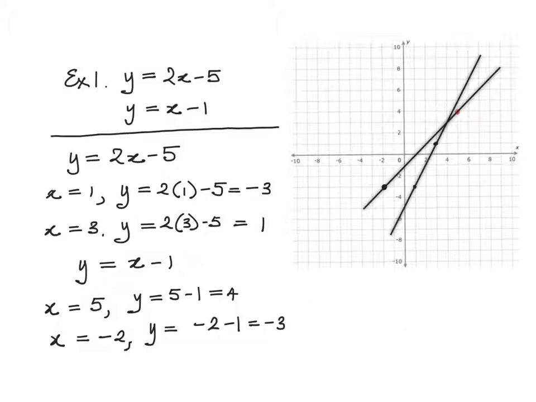So you can see the 2 lines cross, and the point where they cross is the solution to the pair of equations, and they cross at this point here, the coordinates of which are 4 along and 3 up. So 4, 3 then is the solution to the pair of equations.